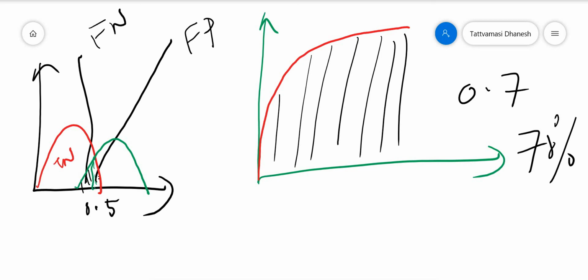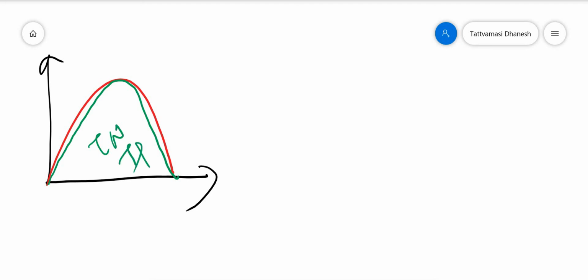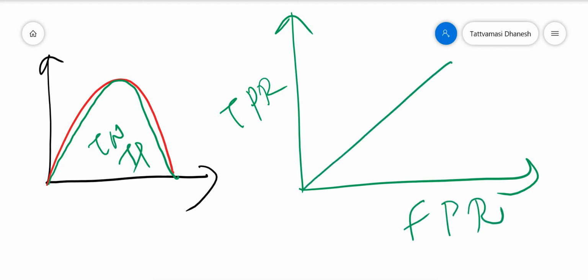See, when there is a complete overlap, in the next case I am explaining to you, your model is like this. There is a complete overlap between the true negative and true positive. For example, this is true negative and true positive is also like this. There is a complete overlap between true negative and true positive. Then your plot will be like this. That's what I previously discussed. When you take TPR and FPR, false positive rate, the graph should be like this.